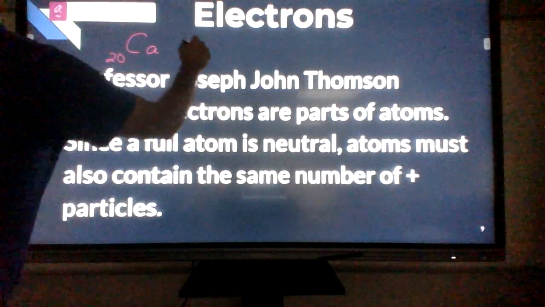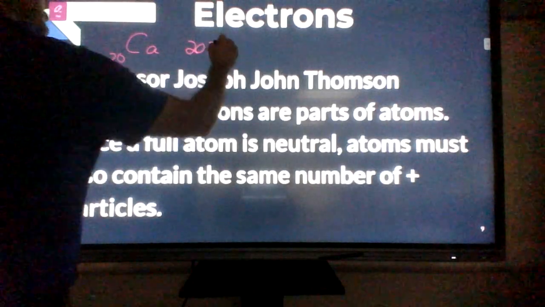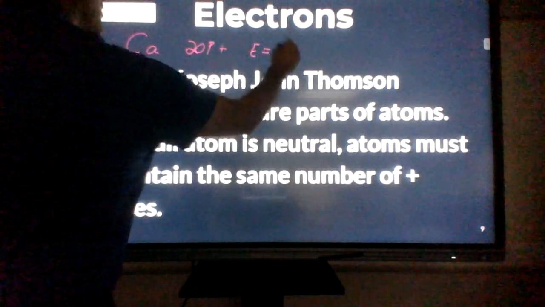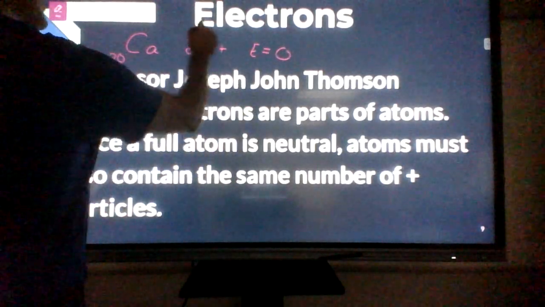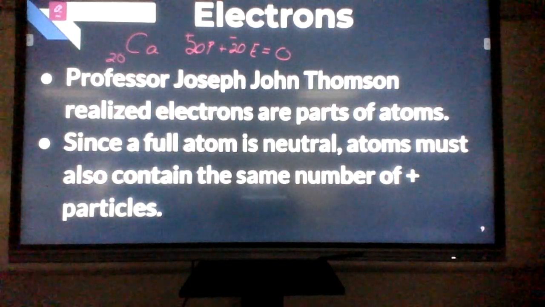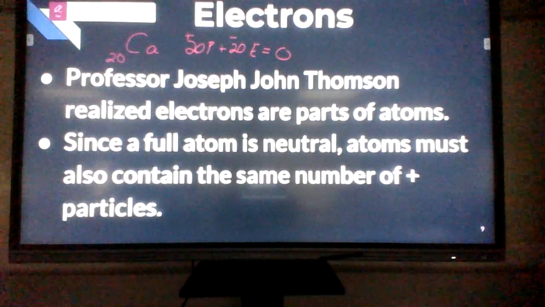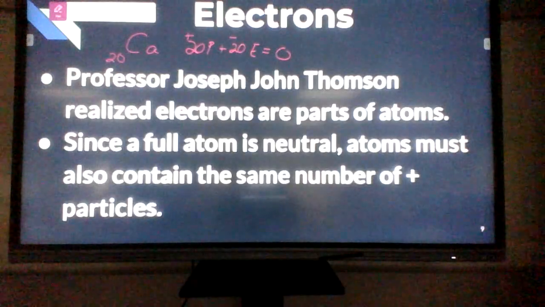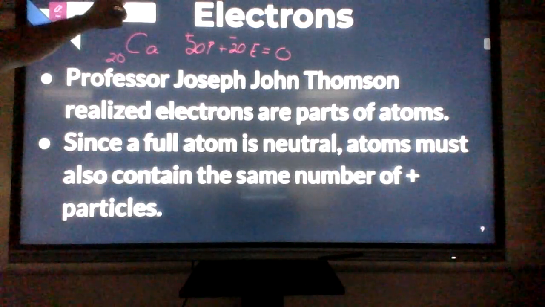To match 20 protons, how many electrons would give us a total charge of 0? Remember, that's a positive, that's a negative, it would have to be 20. Now, when atoms start to combine, then the number of electrons will change, and that's coming up later on. Ready?